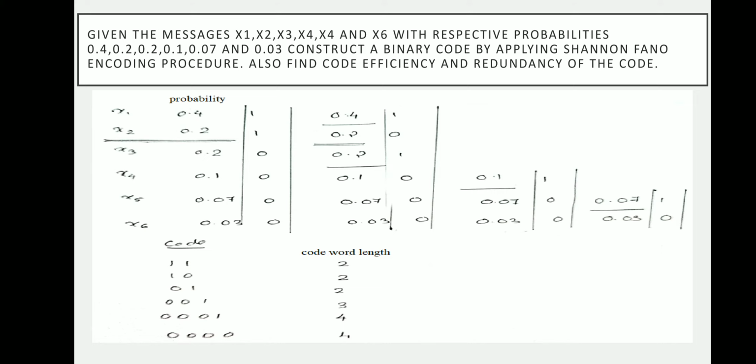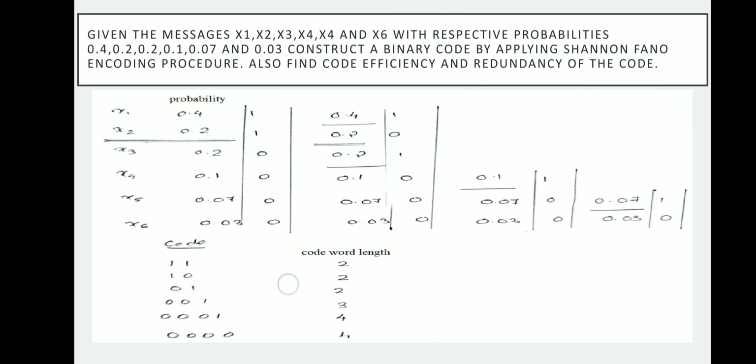After this our coding is over, and we read the codes directly. x1 is coded as 11, x2 is coded as 10, x3 is 01, x4 is 001, x5 is 0001, and x6 is 0000. Next we need to find the code word length, that is, the number of bits in each code word. The code word lengths are 2, 2, 2, 3, 4, 4. Next we need to find the code efficiency.